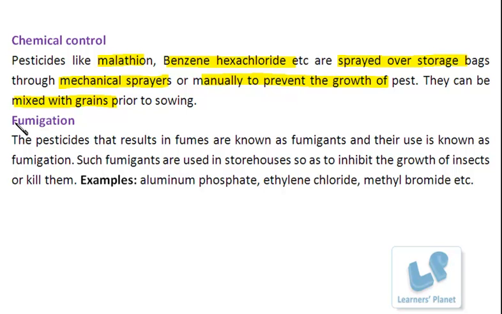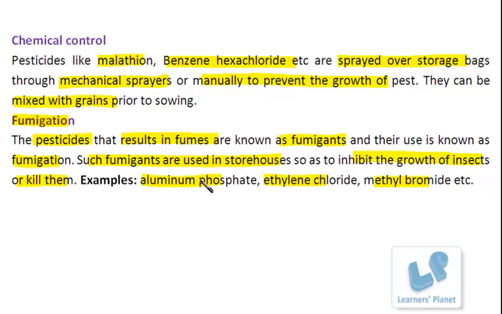Another method for the control of spoilage is fumigation. In this case, special pesticides are used which result in fumes. Such fume-producing pesticides are known as fumigants, and the process of using or spraying these fumigants is known as fumigation. They are generally used in big storehouses, and of course, it inhibits the growth of insects and can even kill them. Common examples are aluminum phosphide, ethylene chloride, methyl bromide, and so on.